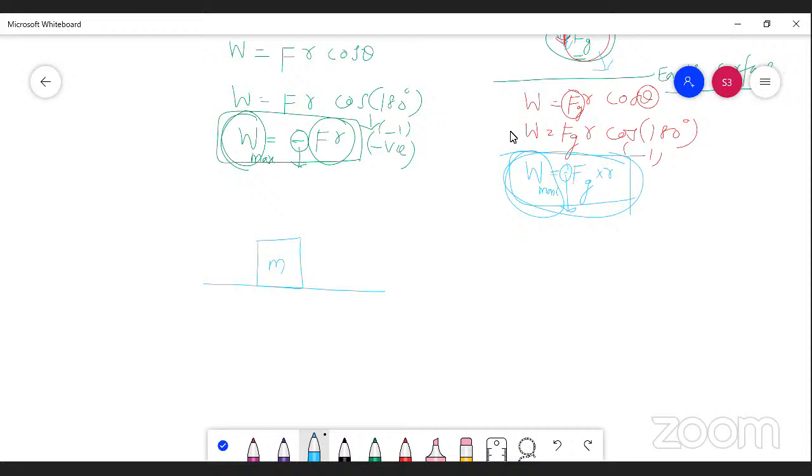I will explain a few concepts related to work done by a force. What are the vectors that work done by a force depends upon?